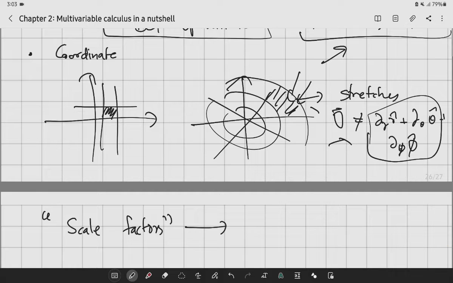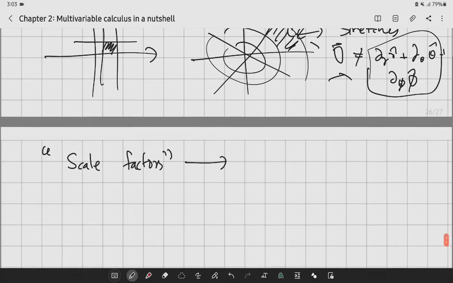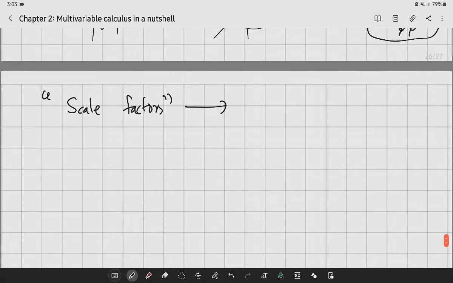Mathematicians figured out that this is not the right expression, because intuitively the metrics of the coordinate, as we call it, change. The geometry changes when you switch coordinates. And the scale factors are a fix for orthogonal coordinates. What do I mean by orthogonal coordinates? Coordinates which have bases that are orthogonal.